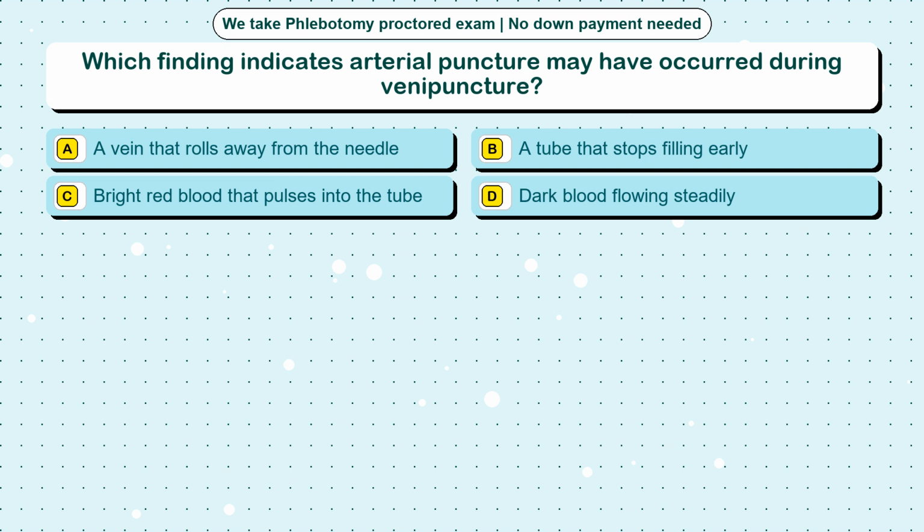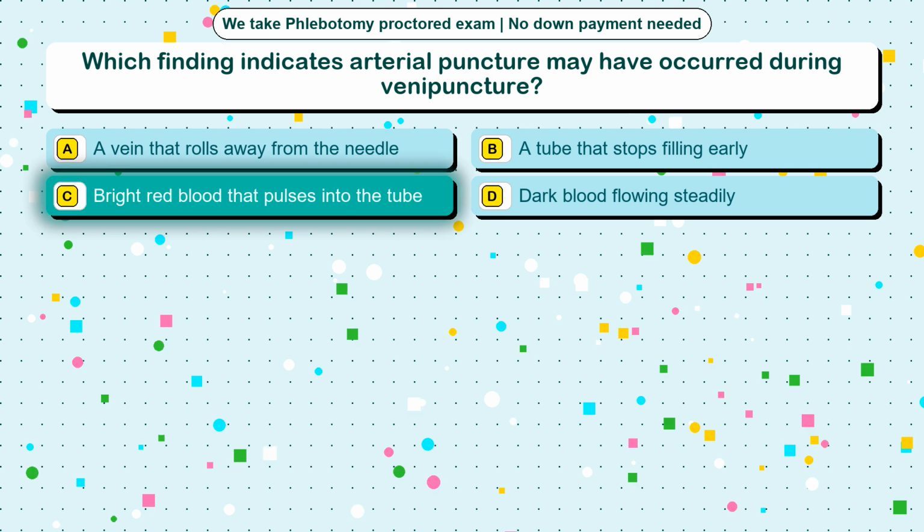Option A. A vein that rolls away from the needle. Option B. A tube that stops filling early. Option C. Bright red blood that pulses into the tube. Option D. Dark blood flowing steadily. The correct answer is option C. Bright red blood that pulses into the tube.